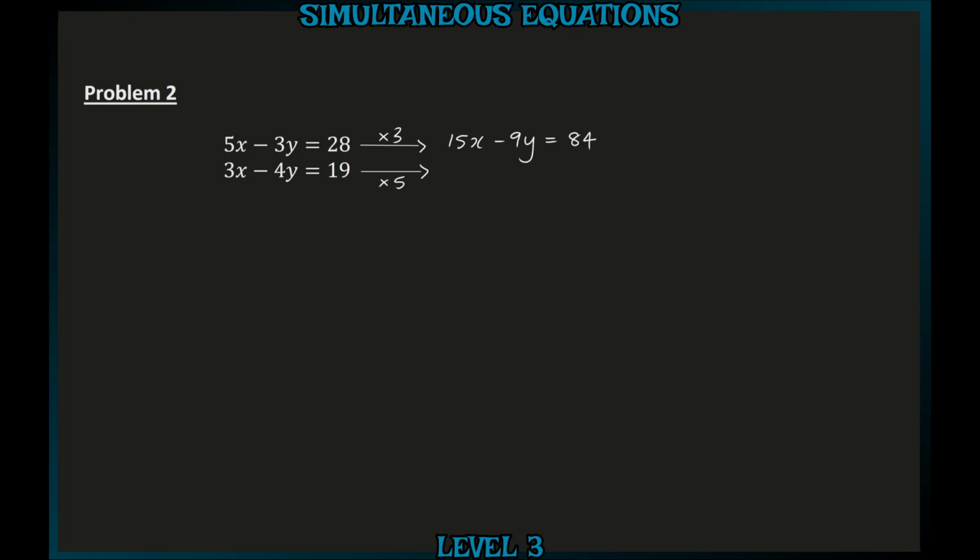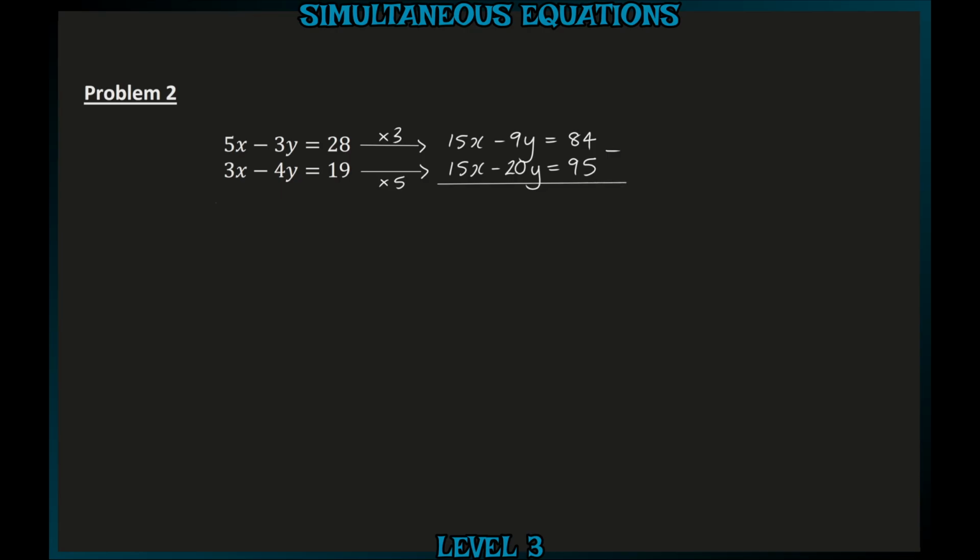Moving on to the second equation, we have 3x times 5 gives us 15x, minus 4y times 5 gives us minus 20y, and on the right, 19 times 5 gives us 95. Now, since we're eliminating the x's, and they both have the same sign, we're going to subtract, because 15x minus 15x gives us 0. So we know that the 15x's are going to cancel out.